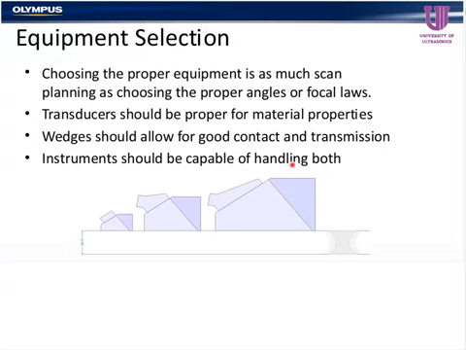And in addition to that equipment, you also want to make sure that your instrument is capable of handling any transducer or any wedge that you would like to use for the scan plan. So first, with the scan plan, we just want to make sure that we don't overlook the simple step of picking the right transducer and wedge for the material that we're about to test.